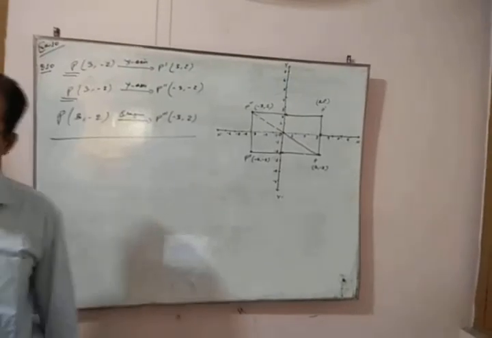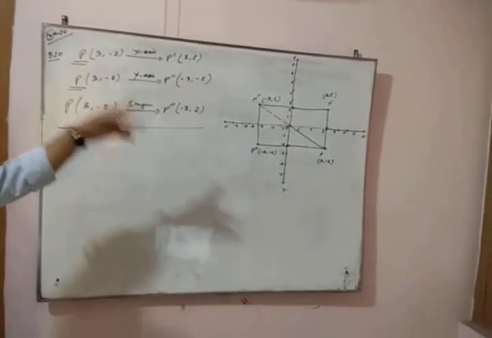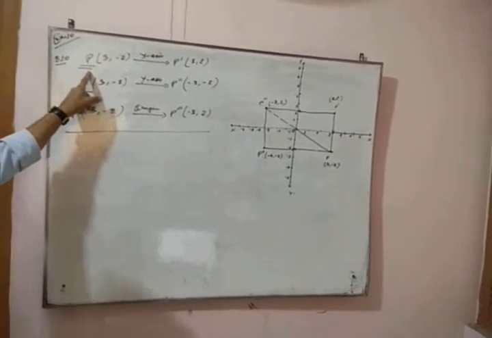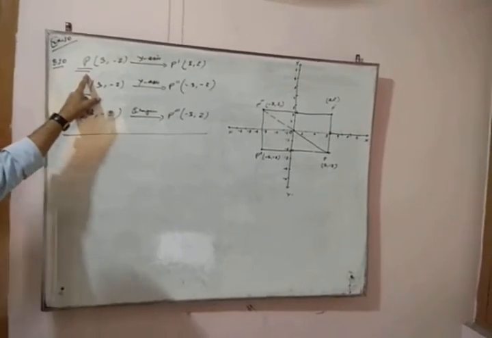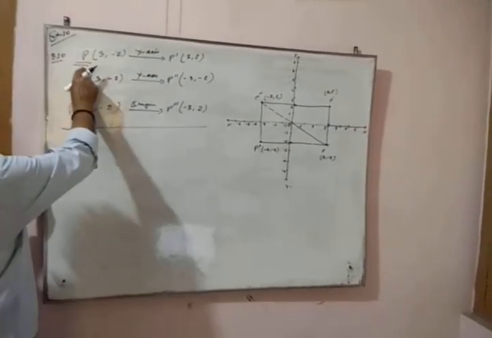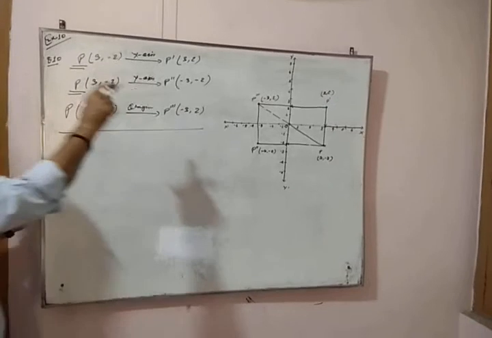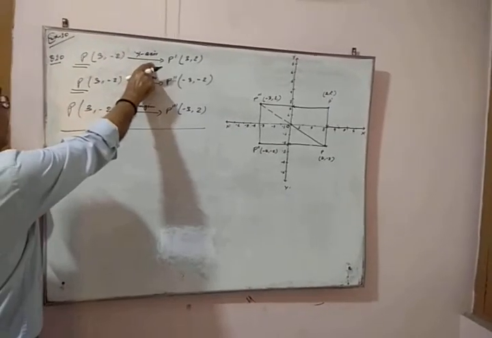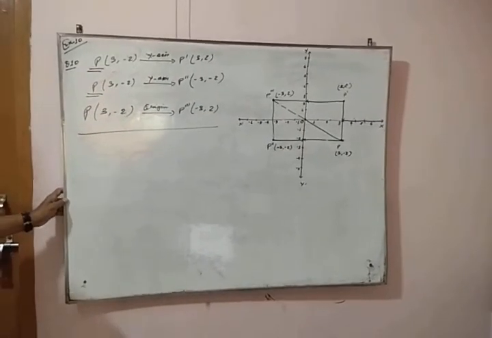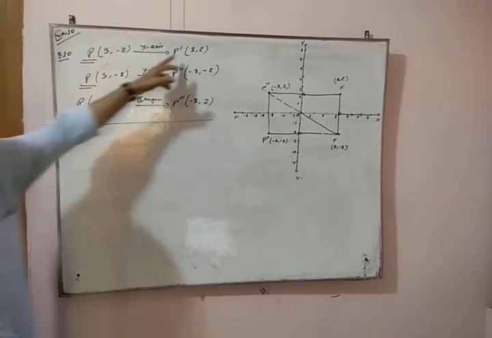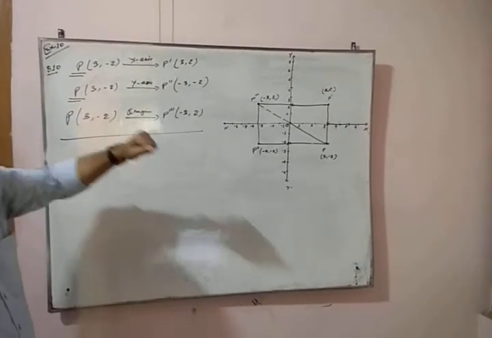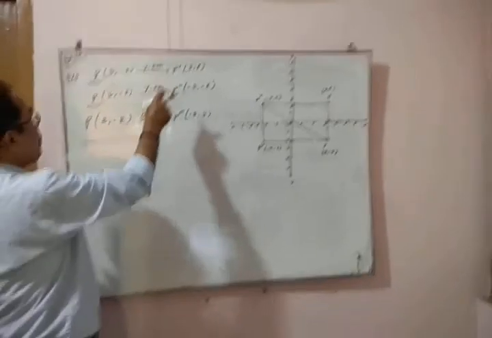So children, sometimes without drawing the x and y axis, we can also write down the image of a point after reflection from a particular line. Like you see here. Suppose that P is a point, coordinates are 3, minus 2, and reflection is going to take place from the x axis. P dash is the image of the point. You see with the help of the diagram, coordinates are 3, minus 2.